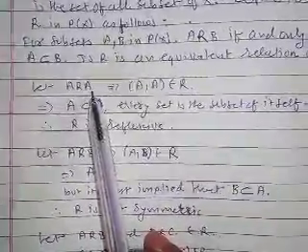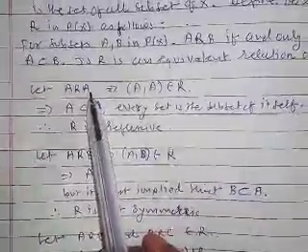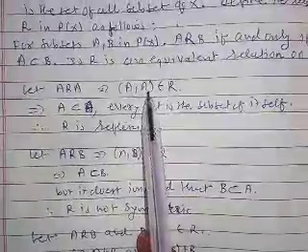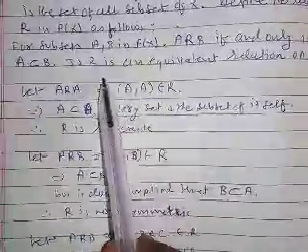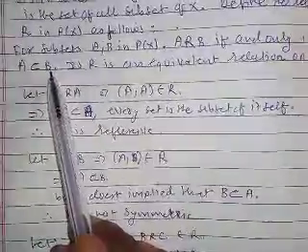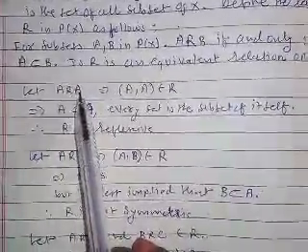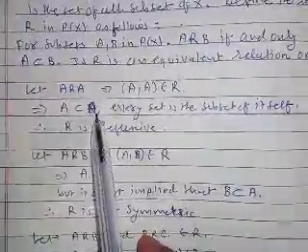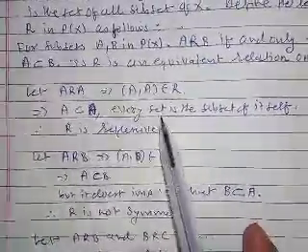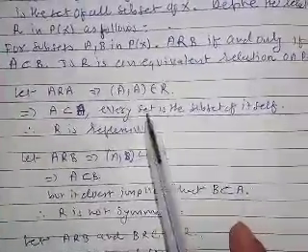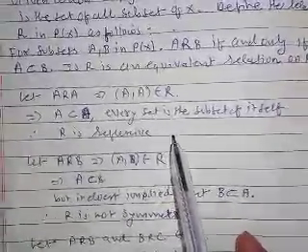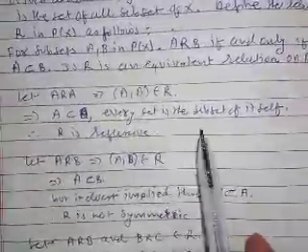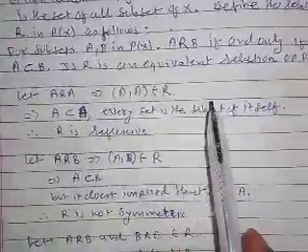A R A implies (A, A) belongs to R. What is the relation? A is a subset of B. So we are talking about A and A. A R A implies A is a subset of A, and we know that every set is a subset of itself. Therefore R is reflexive. Okay. Next we have to prove it is symmetric.